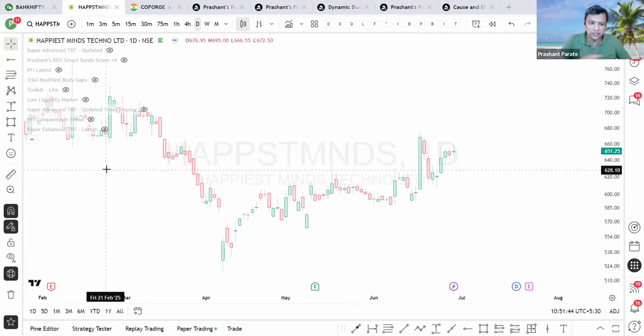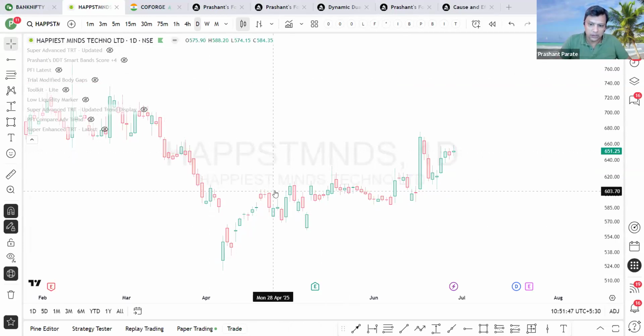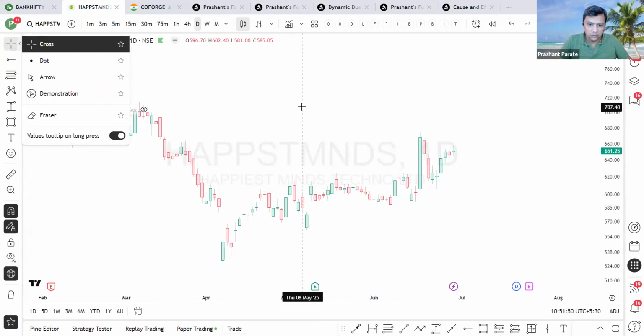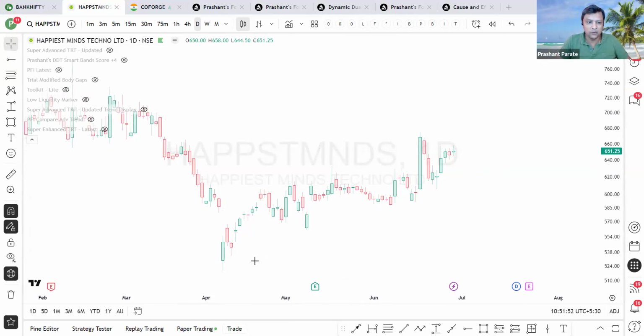Line of least resistance means there is no resistance overhead or the resistances are used. If there are no supports, prices are likely to fall rapidly. If there are no resistances, prices are likely to go up rapidly.